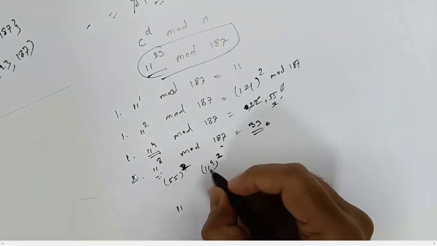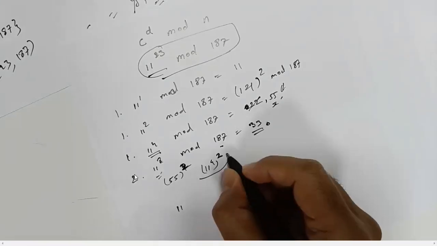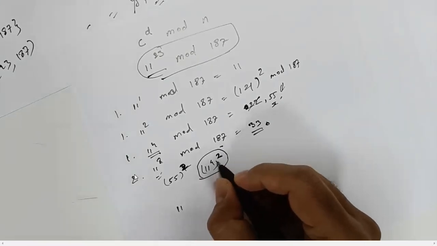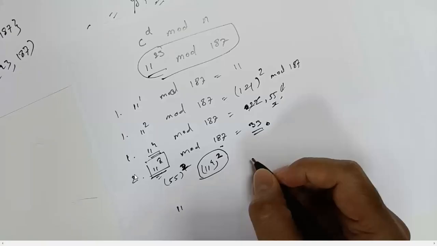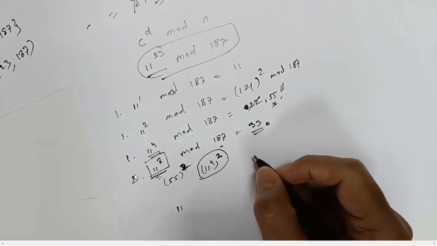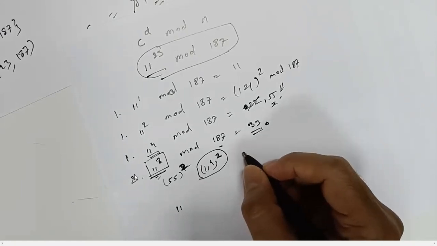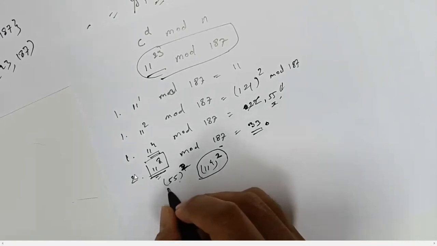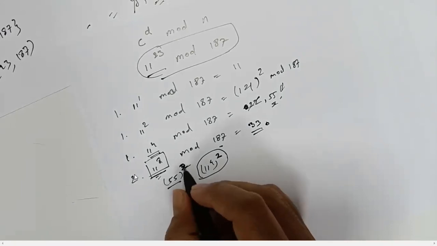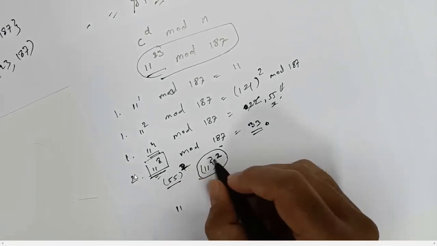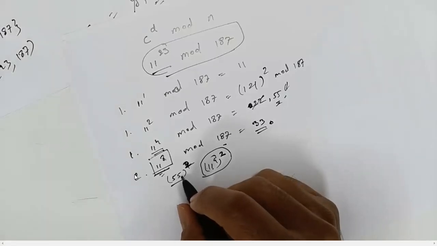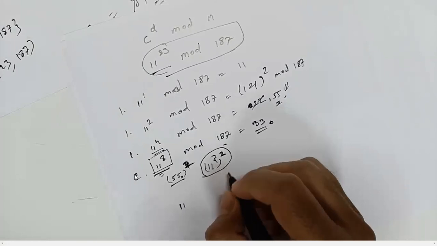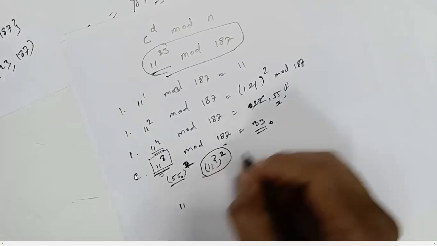So what is this? 11 raised to 4 raised to 2? Is it 11 raised to 8? So it is. Yes, sir. So that's why I have written 55 raised to 2, because 11 raised to 4 mod 187 is 55. Yes, I am giving the answer after 55 raised to 2. The answer is 33. Okay, 33. That is correct.